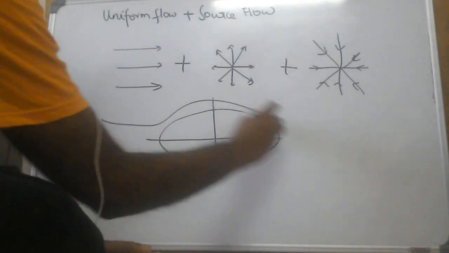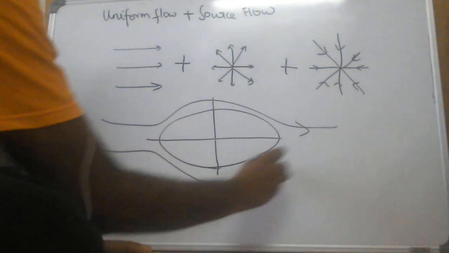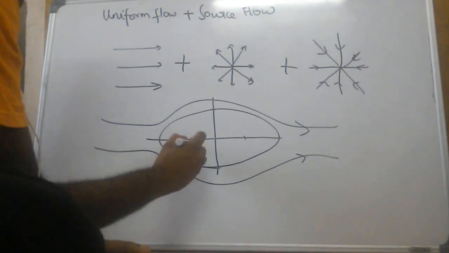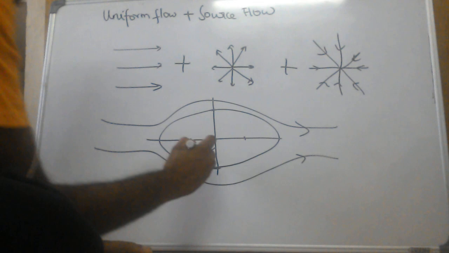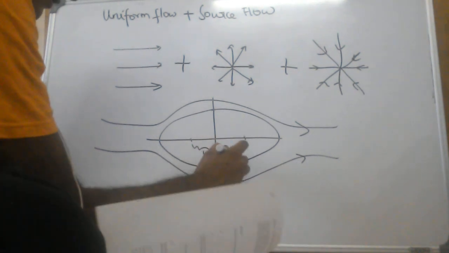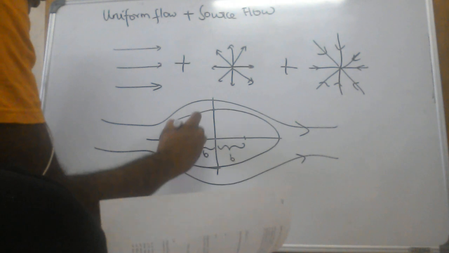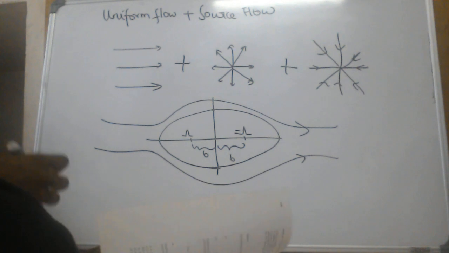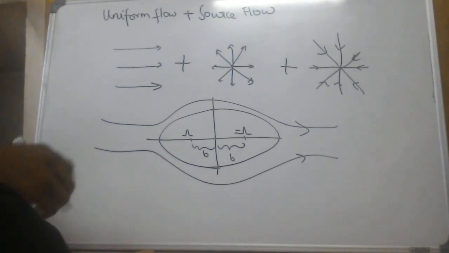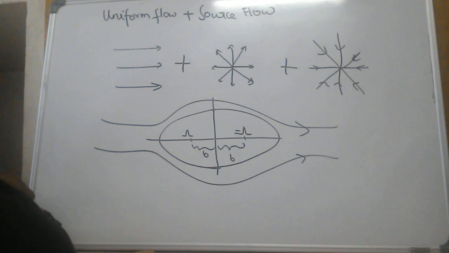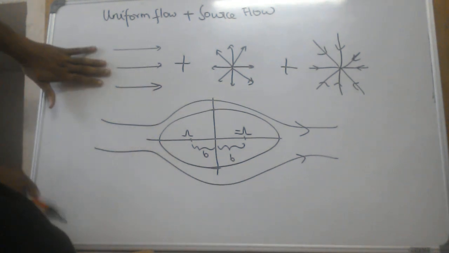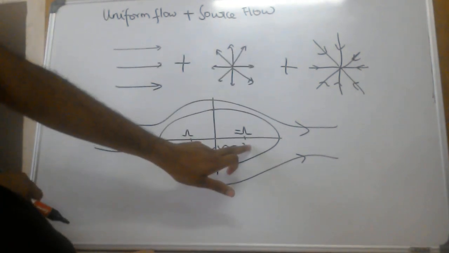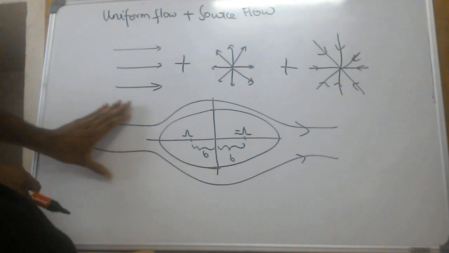So I have the uniform flow curving around this body, and then I have a source here and I have a sink here, each separated from the origin by a distance b. The strength of the source is lambda, the strength of the sink is minus lambda, right? So what I did exactly was that to a uniform flow I added a source flow at this location and a sink flow at this location, and this led to a flow that looks like this.